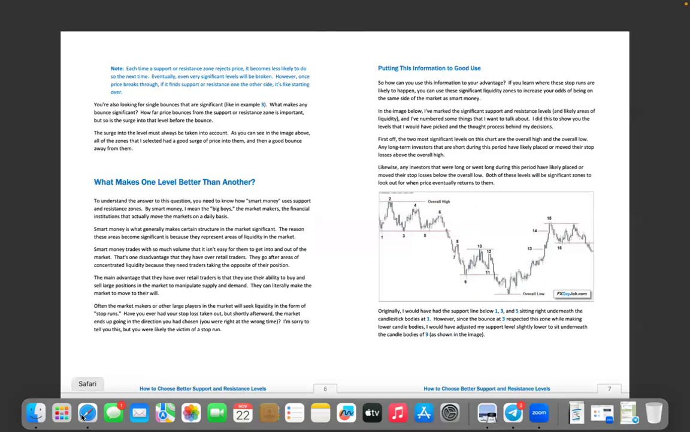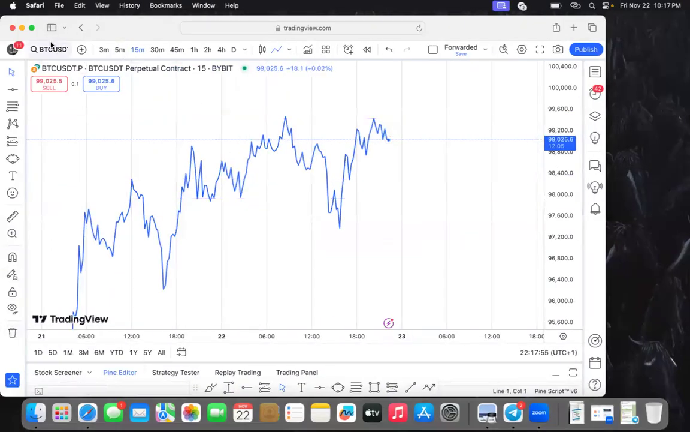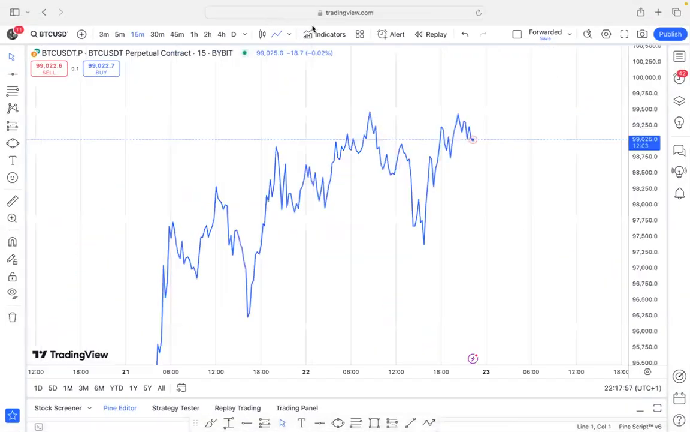Now let me give you a chart example. On this chart right here, we have BTC USDT.